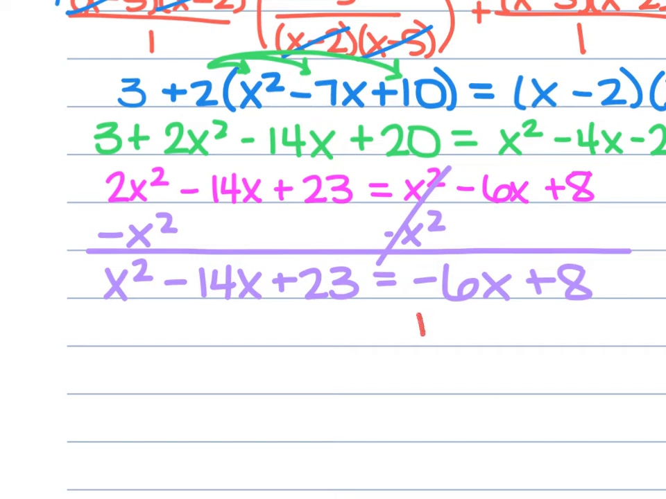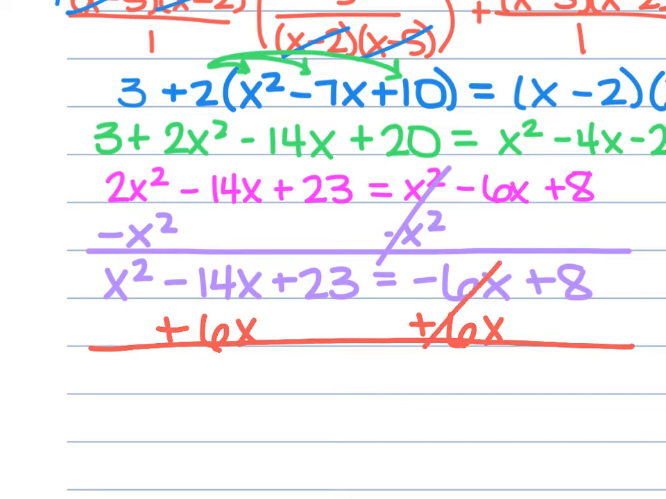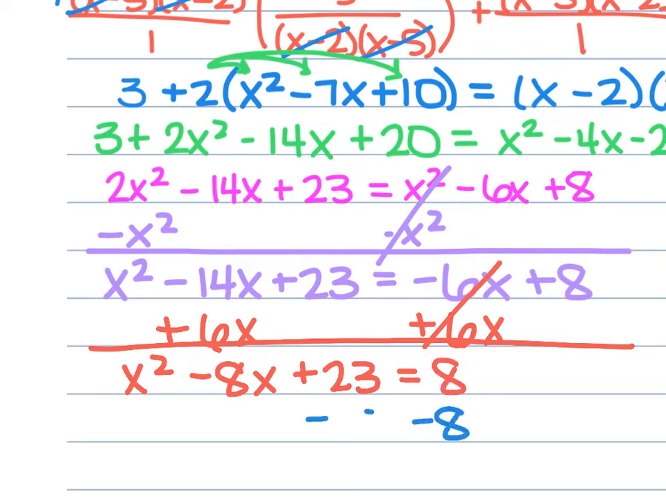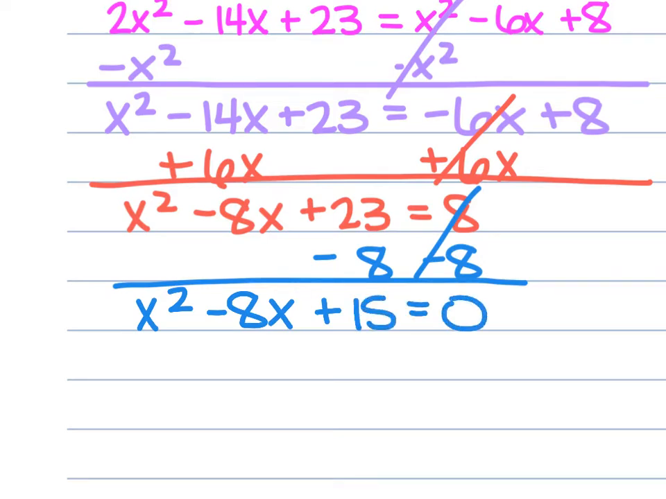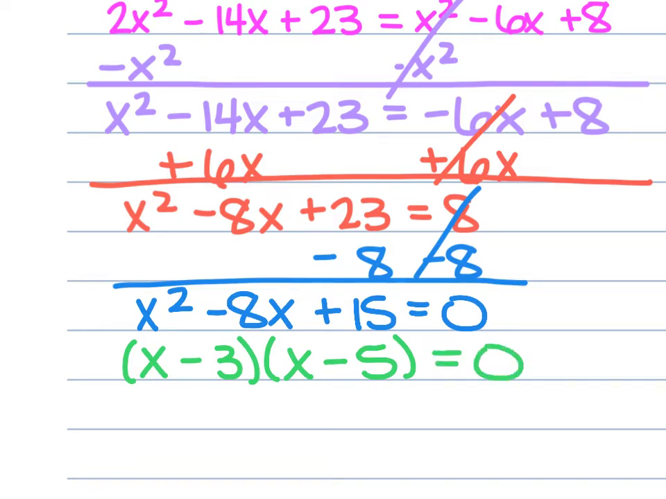Now we're going to add the 6x to each side and be left with x squared minus 8x plus 23 is equal to 8, since negative 14 plus 6 is negative 8. And then we're going to move the 8 over by subtracting it from each side. So we have x squared minus 8x plus 15 is equal to 0. Your factors of 15 that add up to be a negative 8 are negative 3 and negative 5. So that's x minus 3 times x minus 5 is equal to 0.